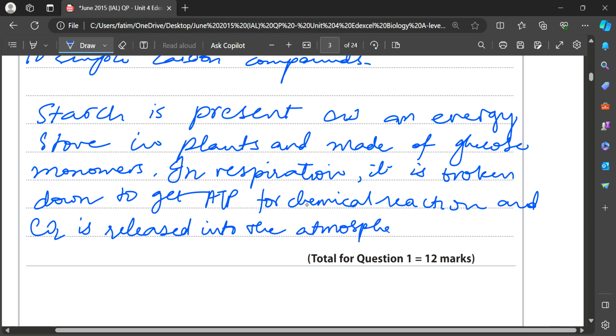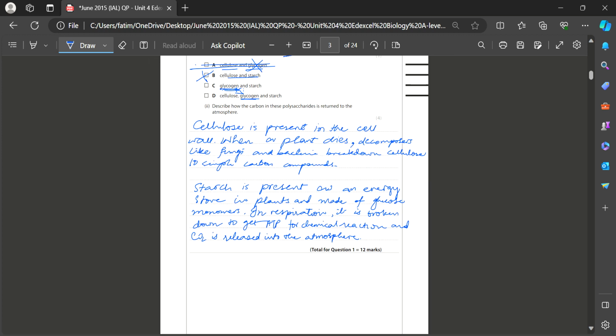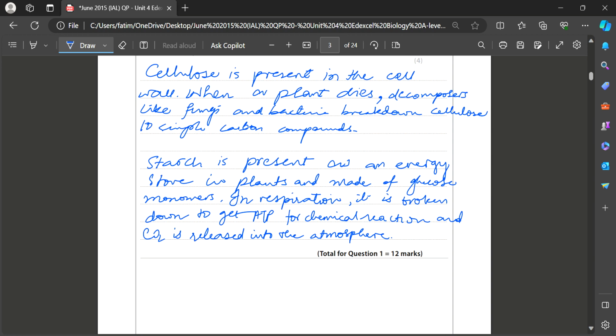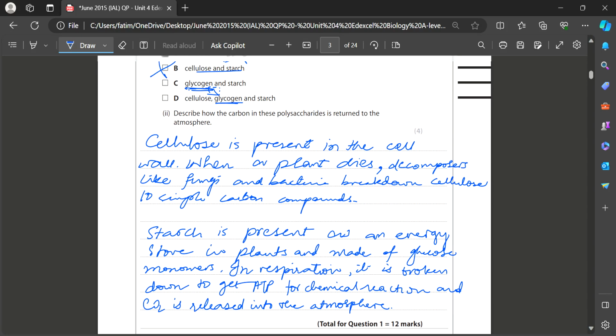If there's anything else I'd like to add, we can also talk about hydrolysis of glycosidic bonds in starch, but then again, I think it's a bit of a stretch here. These over here we've given where it's found and how it respires, where it's found and how it is given back to the atmosphere, so I think that will give us the 4 marks.